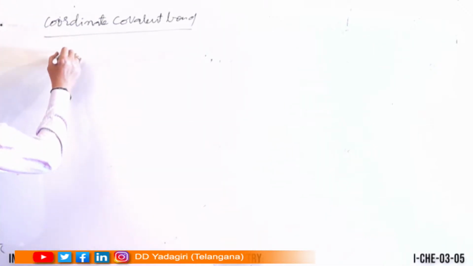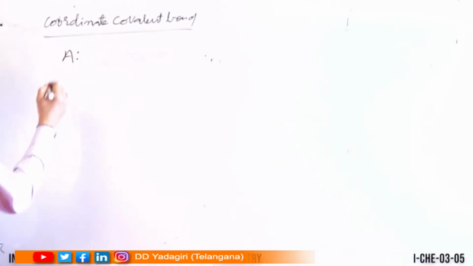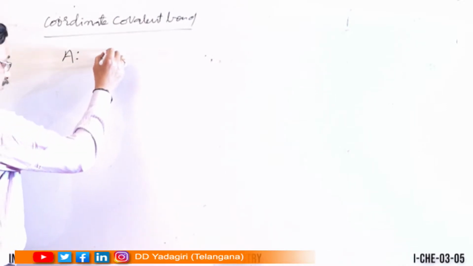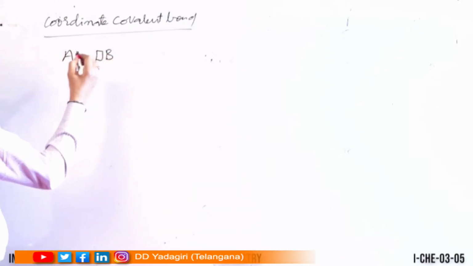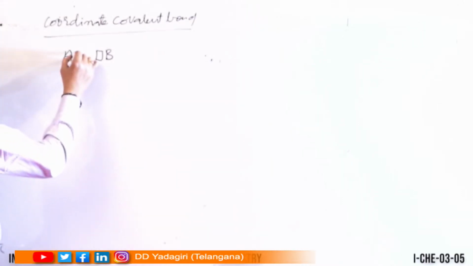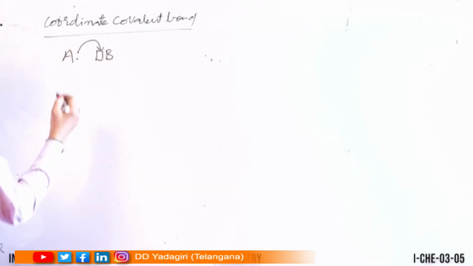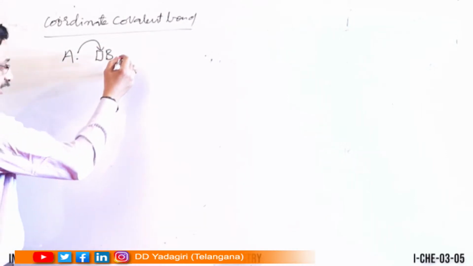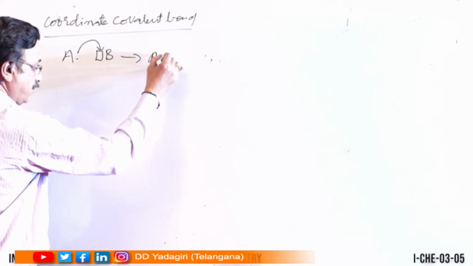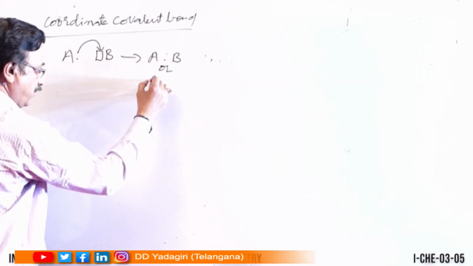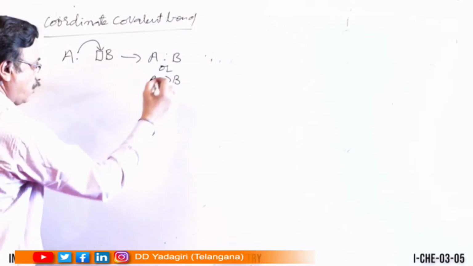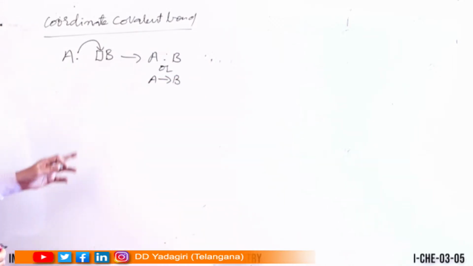So here, for example, atom A has a lone pair of electrons, the other atom B has no electrons, that is, a vacant orbital. So A will donate the pair of electrons to B and share the electron pair. Such a type of bond we call a coordinate covalent bond, right?